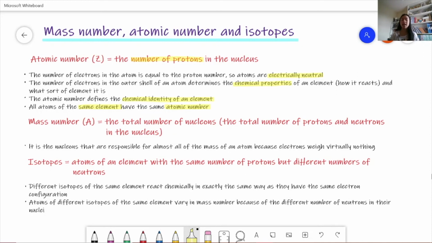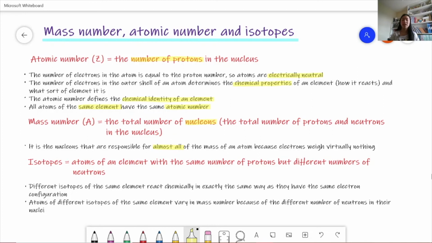And then the second definition that we need to know is the mass number, and we sometimes call this A, and this is equal to the total number of nucleons. So what we do is we add up the total number of protons and the total number of neutrons, which are both in the nucleus, together. And it's the nucleons that are responsible for almost all of the mass of an atom because electrons weigh virtually nothing. So we saw that the relative masses of protons and neutrons were 1 and electrons were 1 over 1,840, which is significantly smaller.